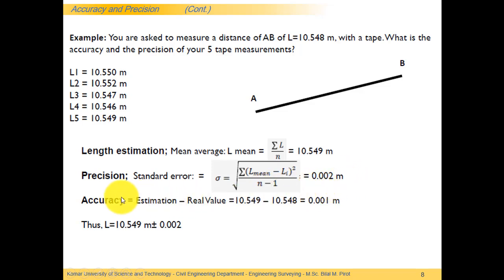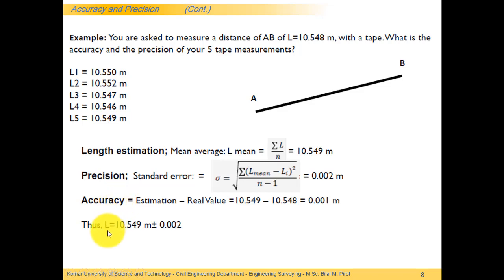So how can you find the accuracy? Accuracy is the estimation minus the real value. Here is the estimation, the measured value, and we have the real value that's given in the example. So we have found the accuracy, that is 0.001 meter. So based on those two formulas, we have found the precision and the accuracy.